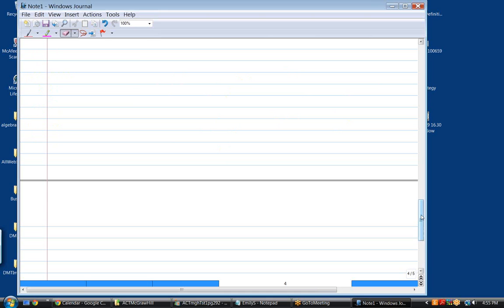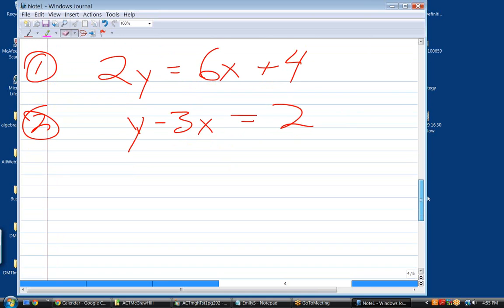Now, the one they gave you that had an infinite number of solutions, they were a little tricky. They gave it to you disguised. Notice that if I take the top equation and divide everything by 2, I get y equals 3x plus 2, same thing I get when I move this 3x to the other side. So these two equations are the same equation. When I say the same, I mean one is a multiple of 2 of the other. That basically means they're the same.